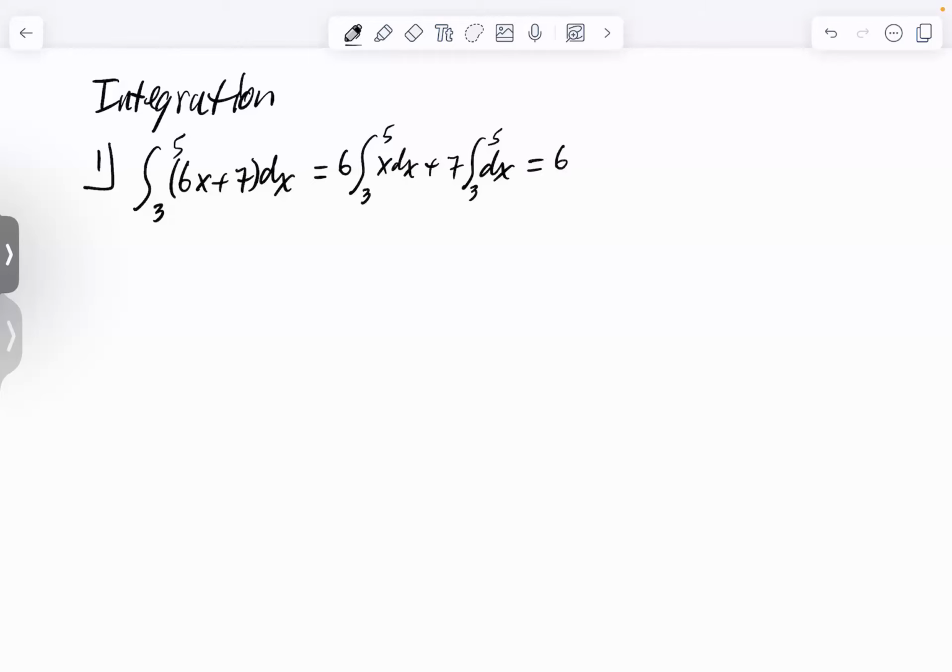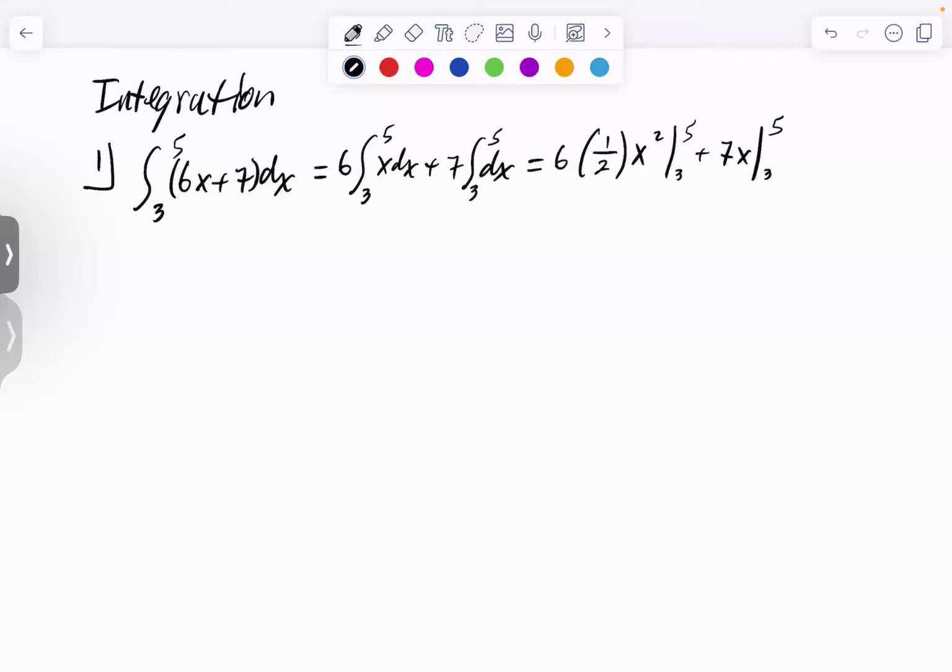I'm going to notice that x to the 1 power becomes 1 over 1 plus 1, or x squared. And I'm going to evaluate this from 3 to 5, plus 7x. So the integral of dx is just x. Now, there's not a plus c on this one. This is called a definite integral, meaning we have boundaries. So we don't end up with the plus c. We only end up with the plus c if we have no boundaries.